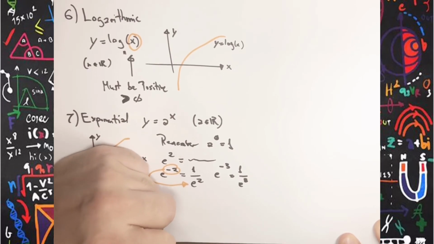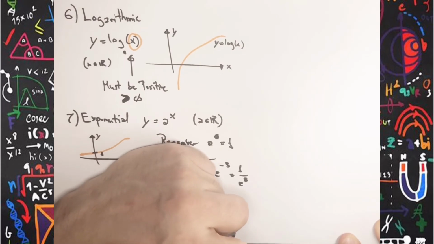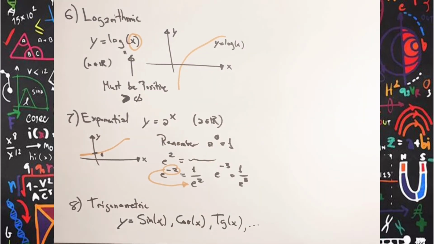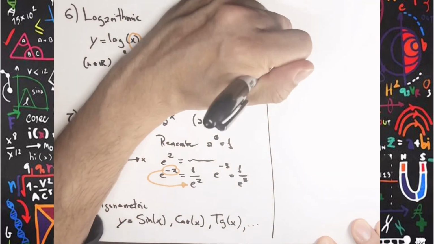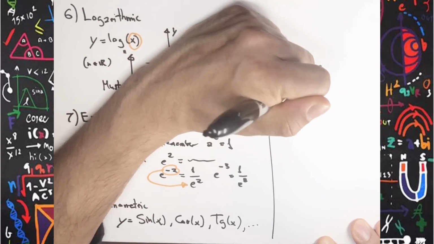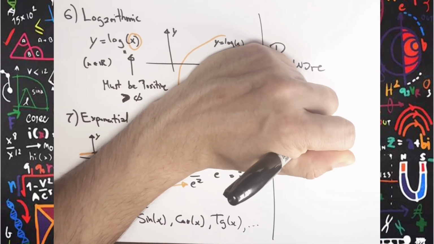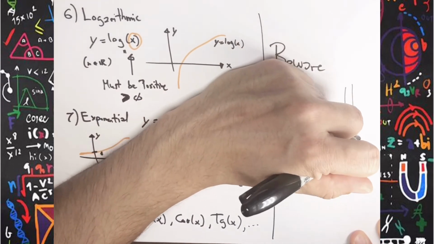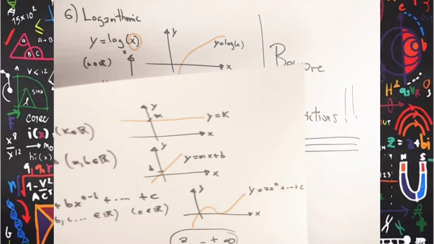Sine, cosine, tangent, cotangent, and so forth. They're going to have their own restrictions, and we're going to talk about them in more detail in further videos because they're kind of particular on their own. The bottom line of this video is, like I said, I want you to understand briefly the domain, the restrictions, and the graph of the different types of functions. Beware of the restrictions. That's the important thing that I want you to learn from this video, because the restrictions are the areas where the function doesn't exist.